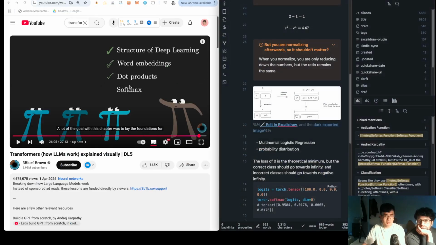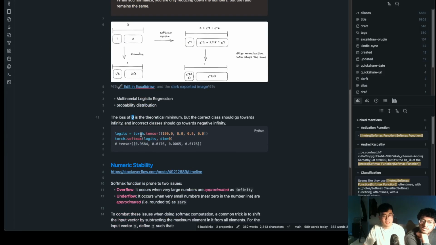Logit is the unnormalized one? I thought logit was. Oh, yeah.